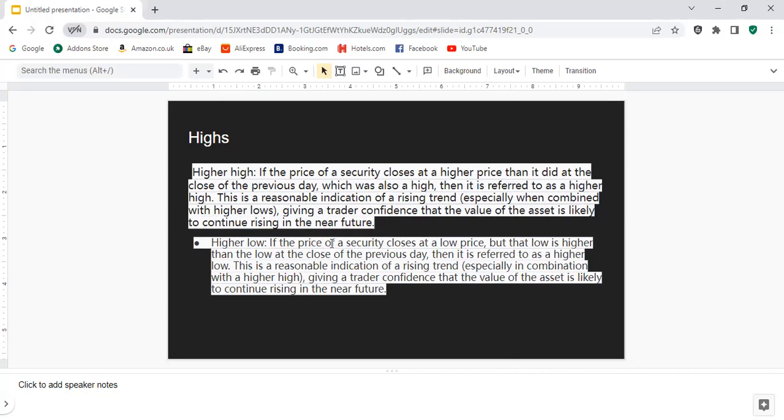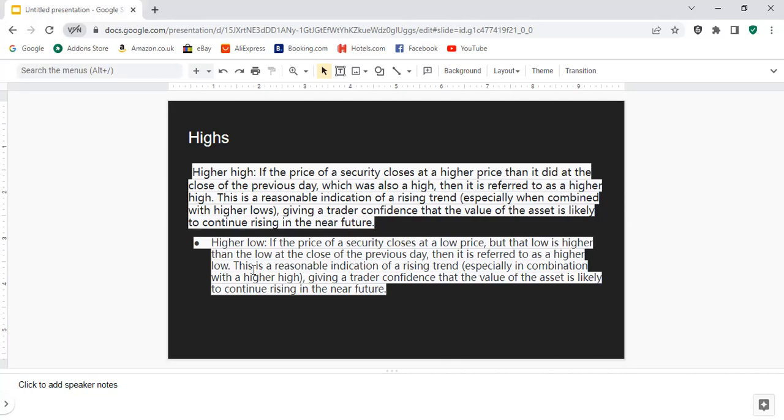Higher low: if the price of a security closes at a low price, and that low is higher than the low of the close the previous day, then it is referred to as a higher low. This is a reasonable indication of a rising trend, especially in combination with a higher high, giving a trader confidence that the value of the asset is likely to continue rising in the near future.